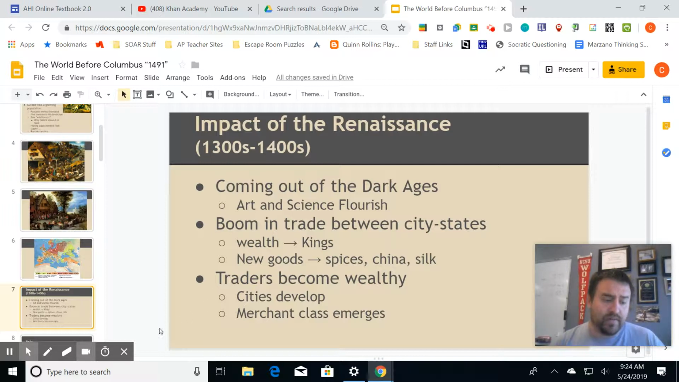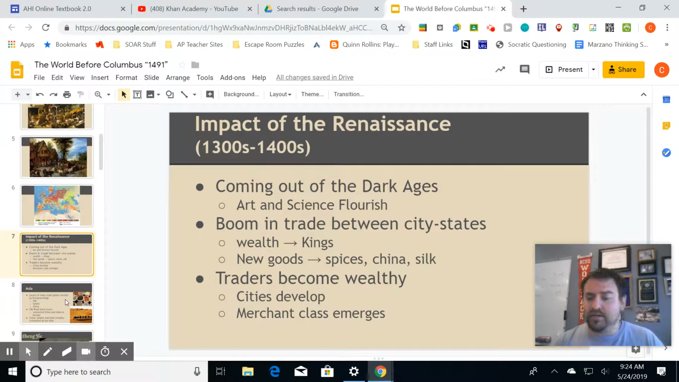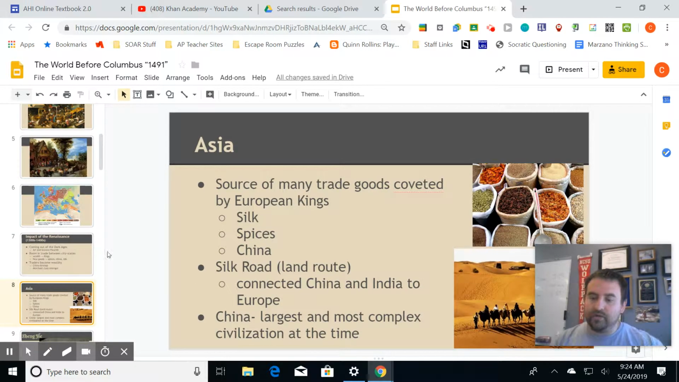So the traders are becoming very wealthy, especially those that deal with what we'll talk about next, which is the Silk Road. So let's go from Europe for a second and go out to Asia. Let's take a look at what's going on there. What are they trying to get to? What are they trading? What is the basis for Europe's wealth at the time?